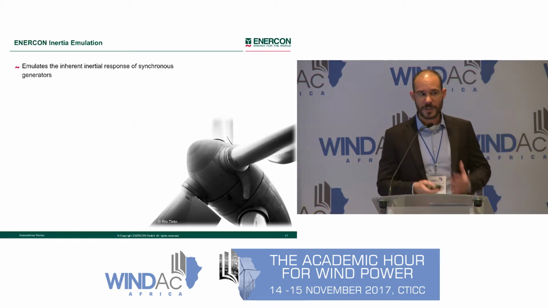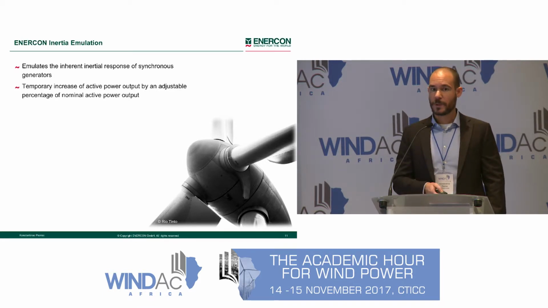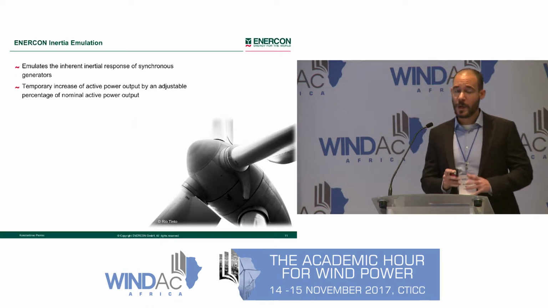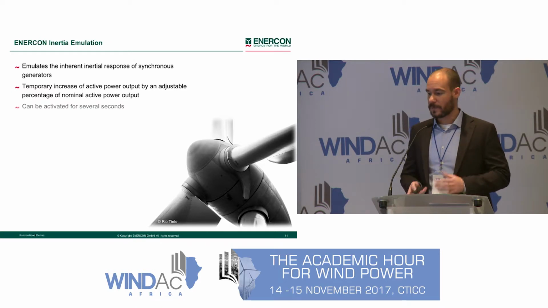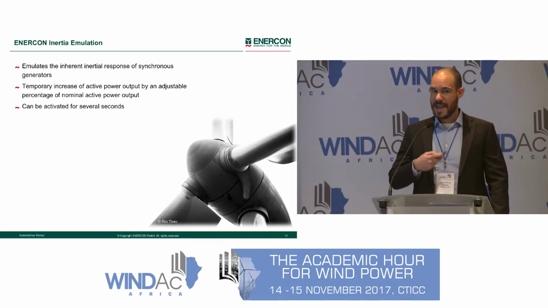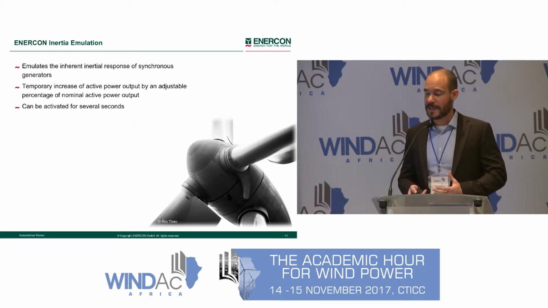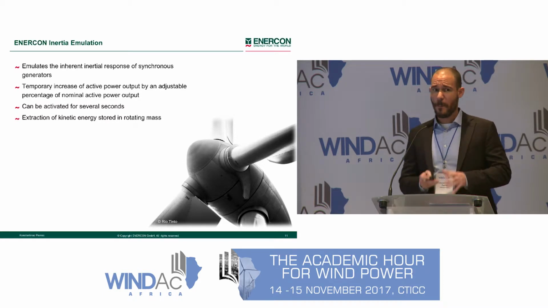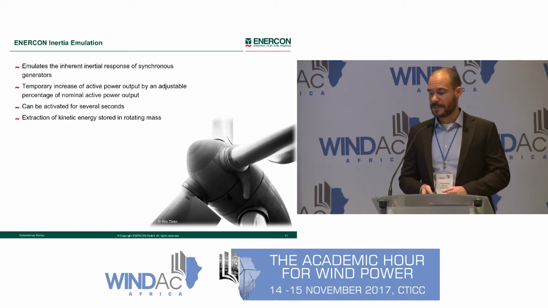How is this achieved? The system frequency is continuously monitored by the wind turbine generator's control system, and should this drop below a certain trigger level, the wind turbine increases its active power output almost immediately, for a given period of time. The energy necessary for this increase is coming from the extraction of kinetic energy that is stored in the rotating mass, namely the generator and the blades.